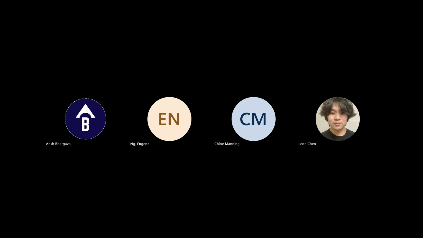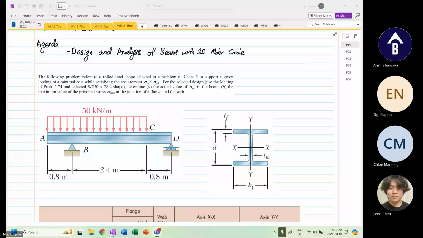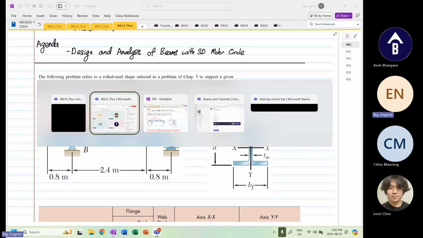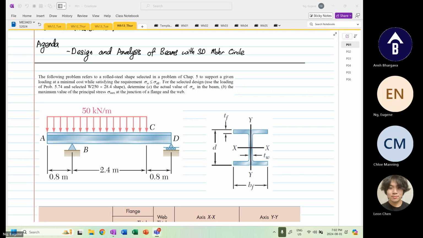Okay, so we are given a structure. Sir, you're not sharing your screen. Oh, sorry. Thank you for telling me. No worries. You see my screen now? Yes, I do now. Thank God you told me about it, man.